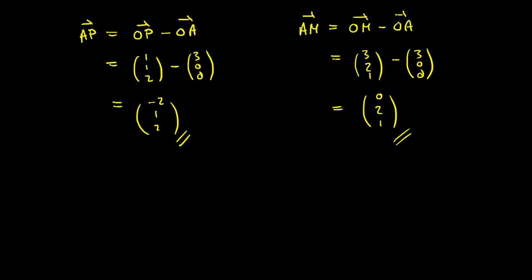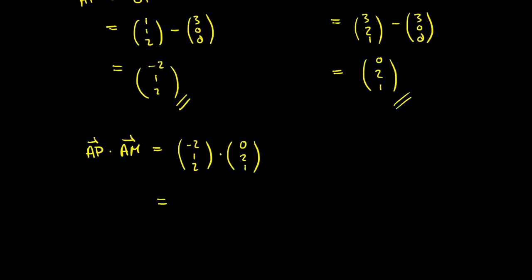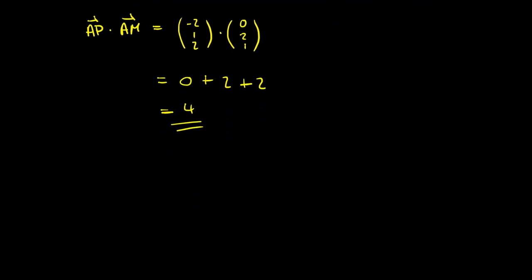Okay, then what do I need to do next? Well, I need to find the scalar product of these two, right? So AP dotted with AM is negative 2, 1, 2 dotted with 0, 2, 1. How do I do the scalar product? Well, I take the i components and I multiply them. So negative 2 times 0 is 0. So I get 0 there. Plus the j components multiplied. So 1 times 2 is 2. Plus the k components multiplied. So 2 times 1 is 2. So 0 plus 2 plus 2 is 4. So I get that. And then I need to find the magnitude of each of these vectors.